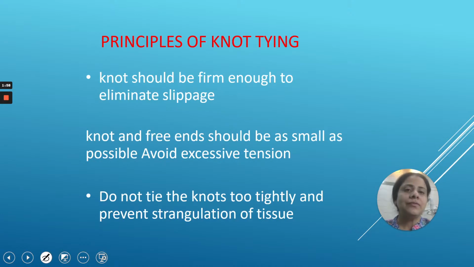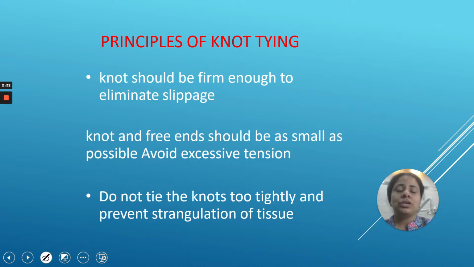So what are the principles of knot tying? First of all, as you know from the principles of suturing, the knot should not be very tight. It should not put too much tension on the tissues, and there should not be any strangulation of the tissues when you are tying the knot. So you have to be careful while placing the knot. It should not be very tight, and also not very loose.